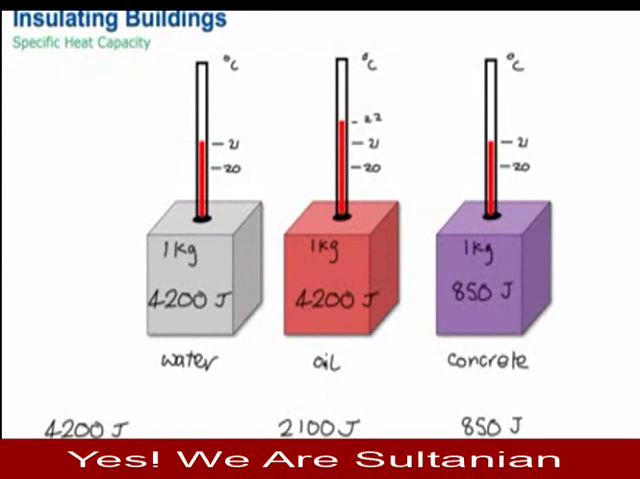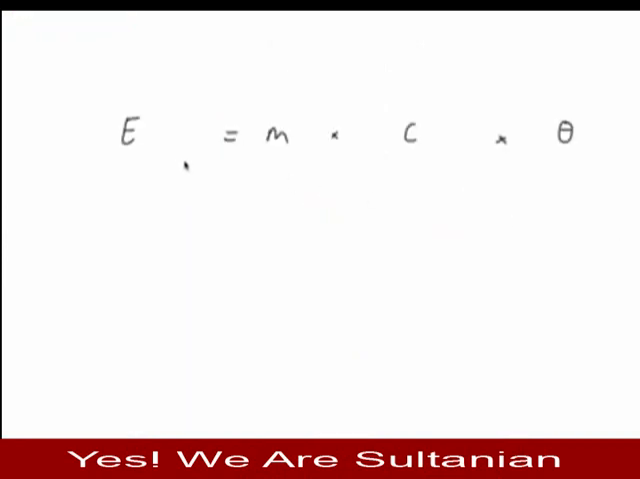Okay, so hopefully that makes some level of sense. If not, do rewind and go over it again, because it's quite important that you understand that. The next thing I'm going to look at is the formula that you need to use to look at energy transfers and specific heat capacities. Now the formula looks like this. It says E equals m times c times, this is a Greek letter, theta.